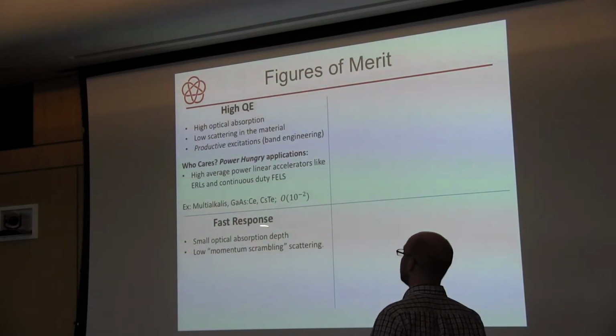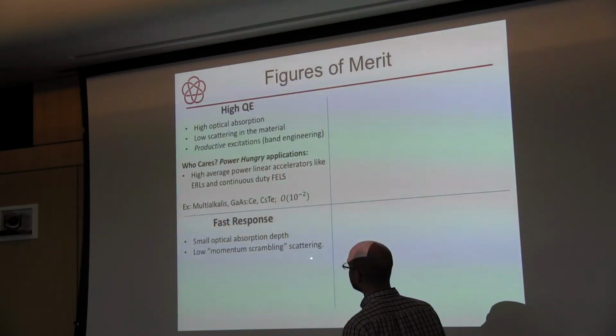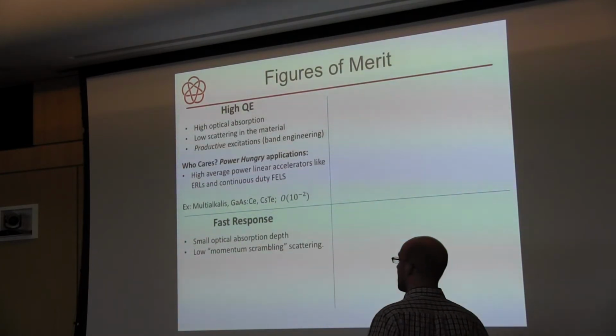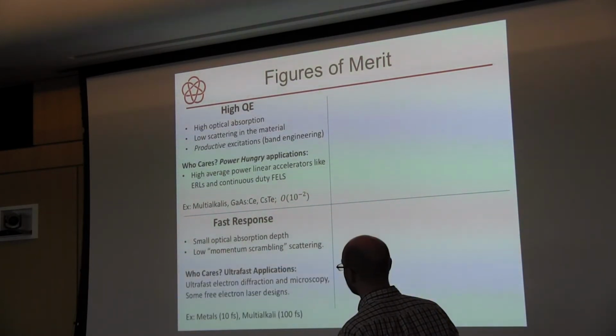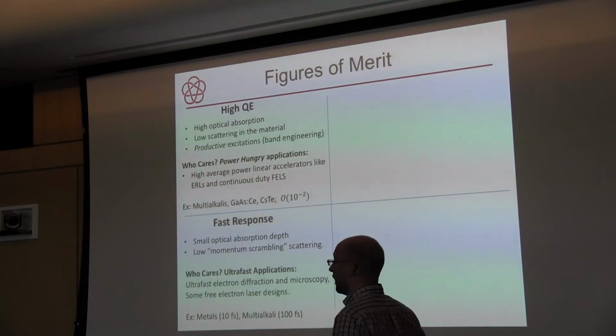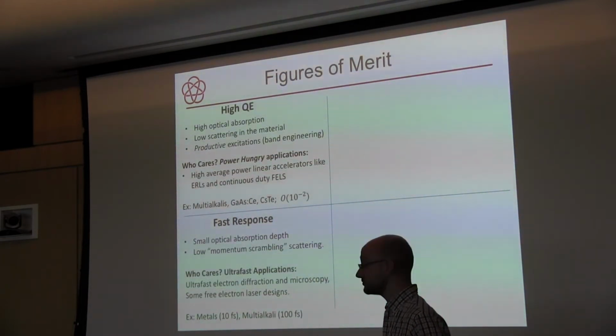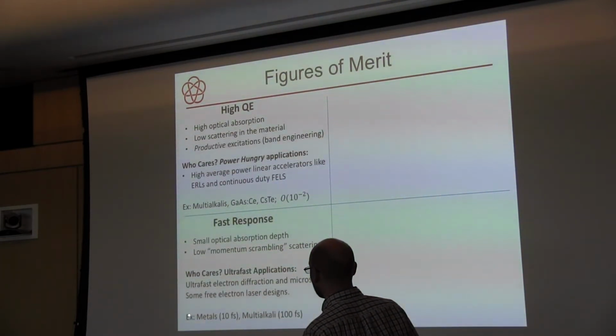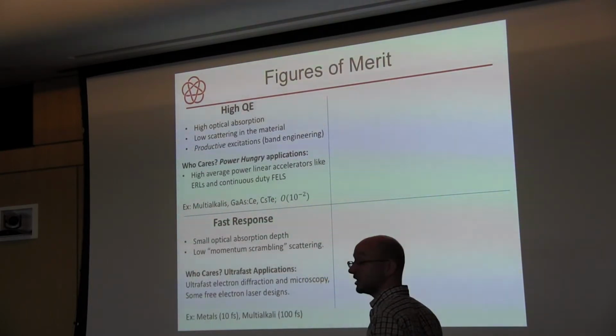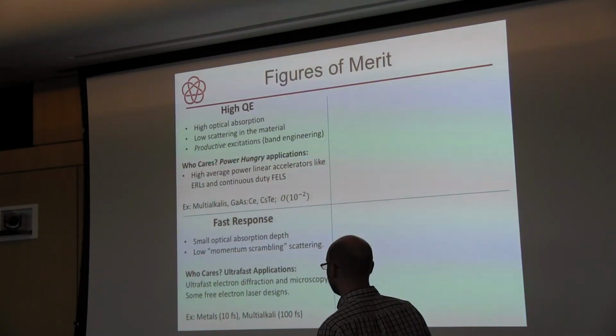So in order for this to happen, we need a small absorption length, and we need, for sort of complex reasons, I'll gloss over this, we also need low scattering. Who cares about this? Ultra-fast applications, where you're trying to push temporal scales of the beam down to picosecond or smaller. You need comparable response times from your cathode. And it's also very useful in a number of free electron laser designs as well.